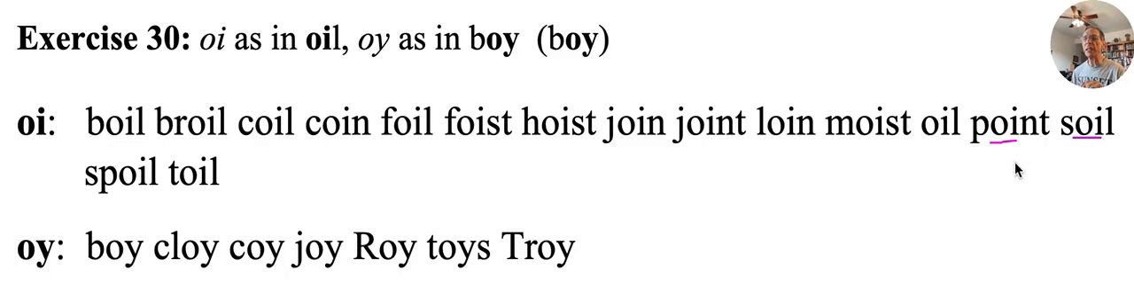Soil, you plant a garden in the soil, the dirt. Spoil, don't spoil children by just giving them anything they want. Also, if you lay a tomato on a shelf and you leave it there for weeks, it's going to spoil and you can't eat it. Toil means to work very hard at something, such as learning to read.